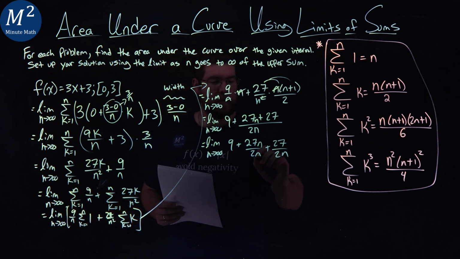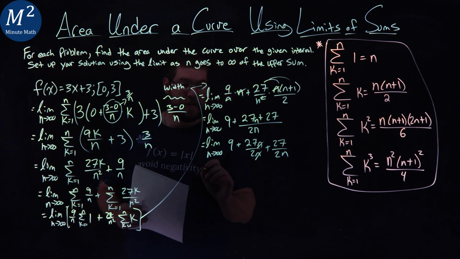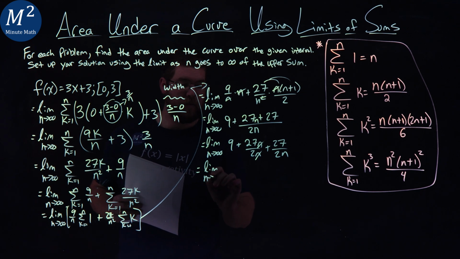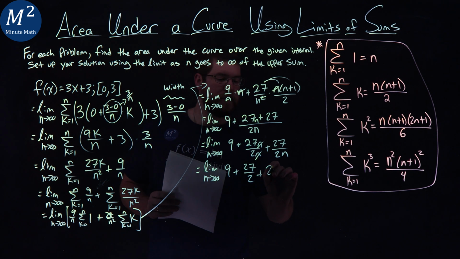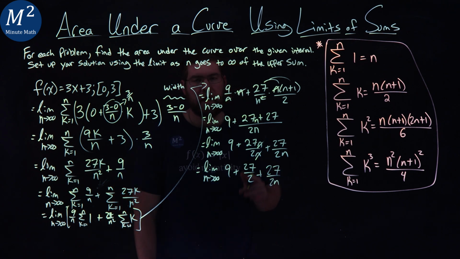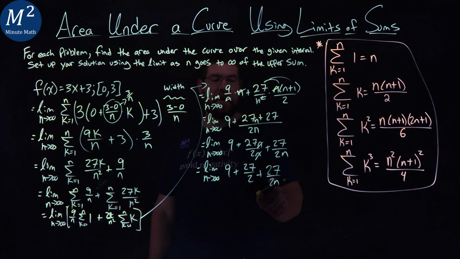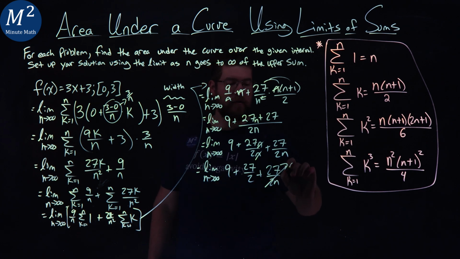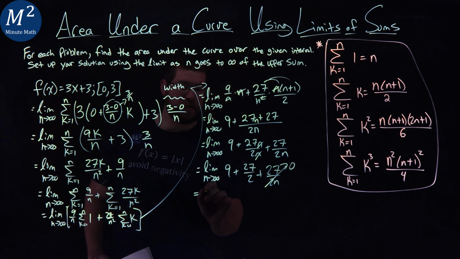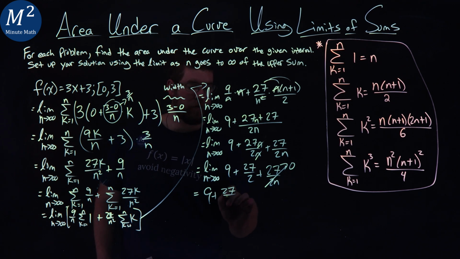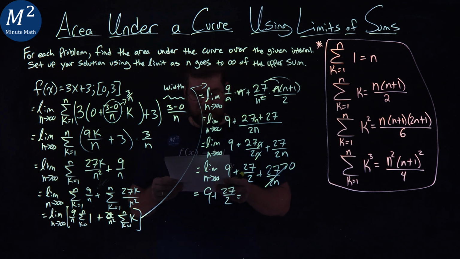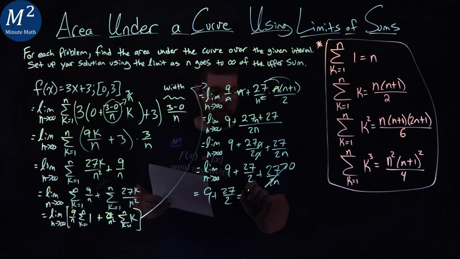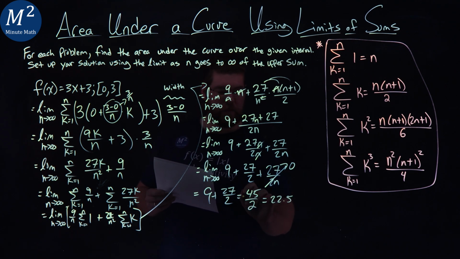We need to be able to take the limit, and the n's cancel here, and that's fantastic. So now we have the limit as n approaches infinity of 9 plus 27 over 2 plus 27 over 2n. And at this point, we can take the limit, because we have n just in the denominator as we go to infinity, and we know this will go to 0. So we're left with our constants, 9 plus 27 over 2, and 9 plus 27 over 2 comes out to be 45 over 2, which is equal to 22.5.